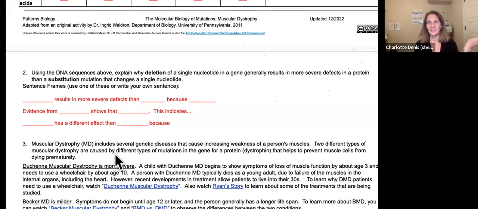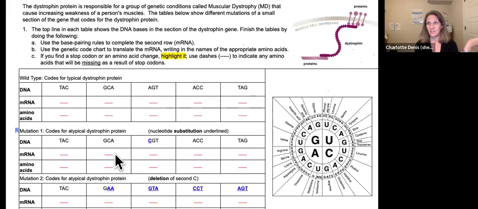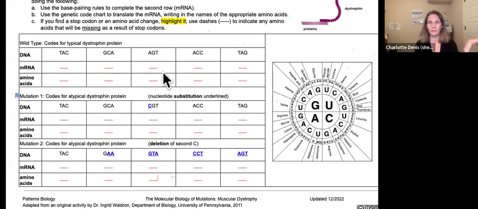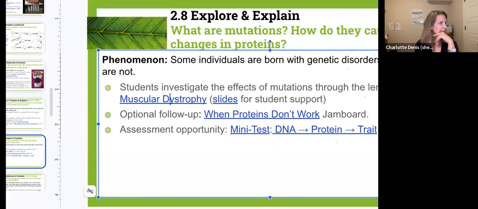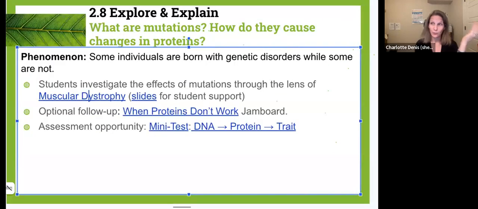Or you could assess this as a formative for them to say, yes, you have this, you have mastered the skill of transcribing, or you have mastered the skill of translating a DNA or an mRNA. And then I follow that up with another Jamboard. I told you early on that there were a lot of Jamboards in this unit.